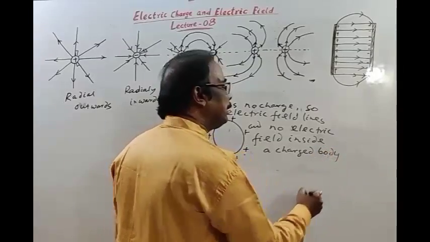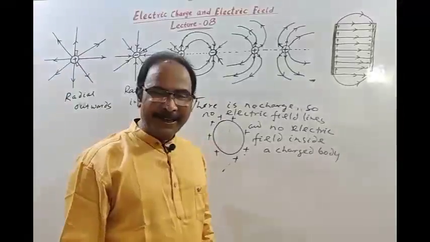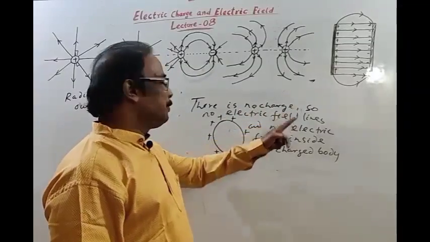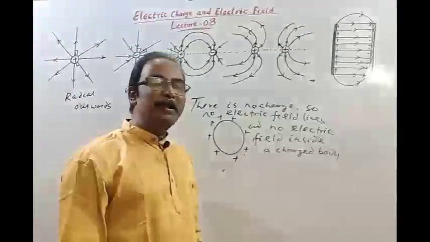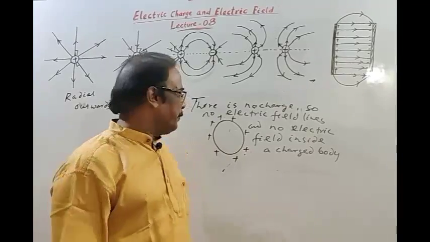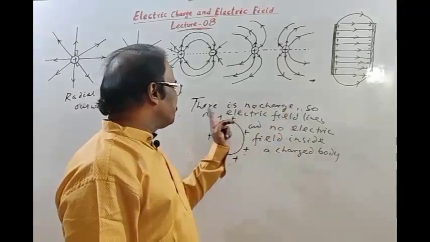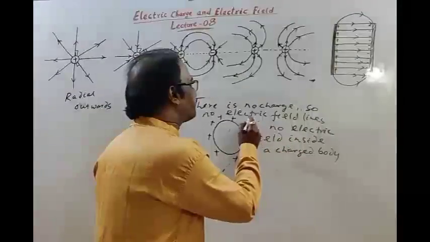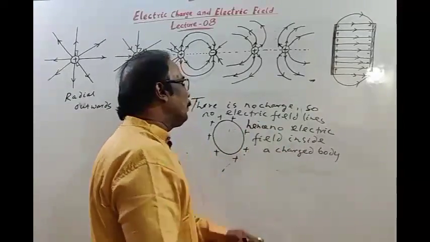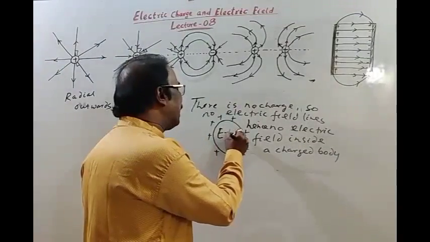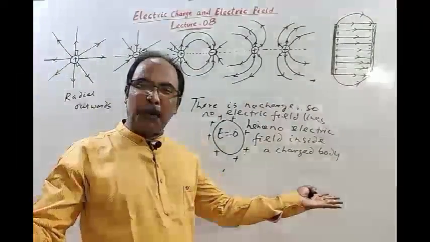Of course, we are considering a conducting body. For a conducting body, there is no charge inside. About insulating bodies or non-conducting bodies, we will discuss at a later stage. There is no charge, so no electric field lines, and hence no electric field inside the charged body. So the electric field inside a charged body is zero.